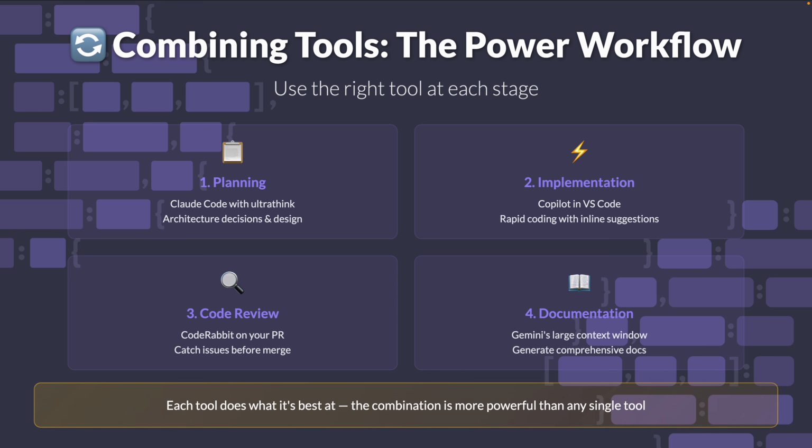And OpenClaw can actually kind of combine all these things together, because OpenClaw can use any CLI tool. So it can use Claude Code, it can use CodeRabbit, it could use Gemini. And basically each tool has a different thing that it does best. So the combination is more powerful than any single tool.